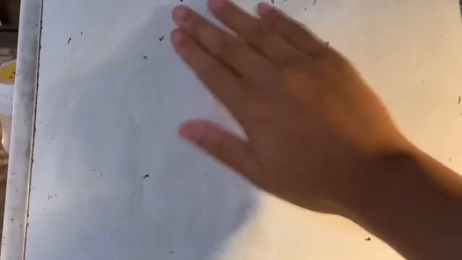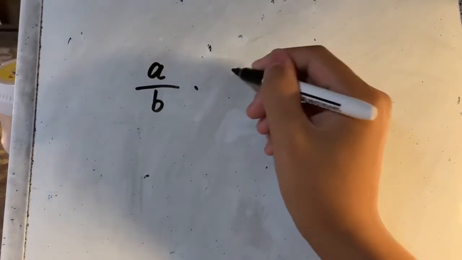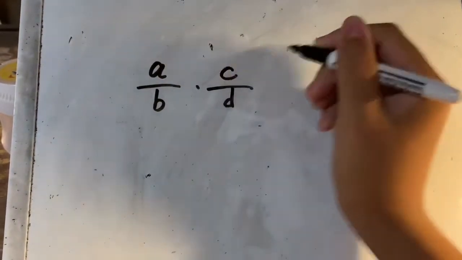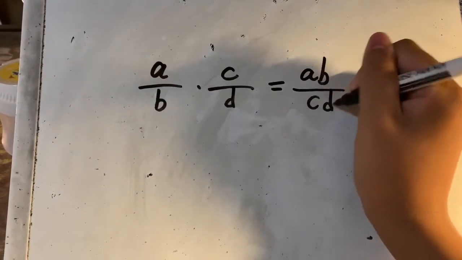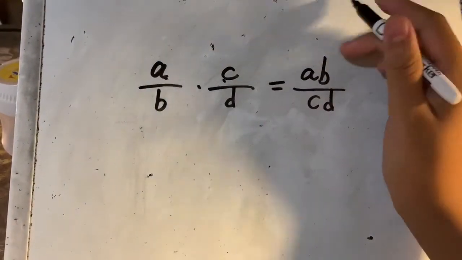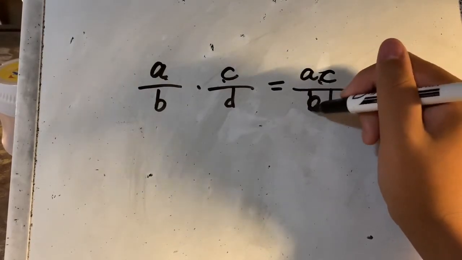Now after we talk about all this, what we need to do next is calculate multiplication and division. So what is multiplication? Multiplication is like this, and it has the formula. It will result in A times C on top, B times D on the bottom.